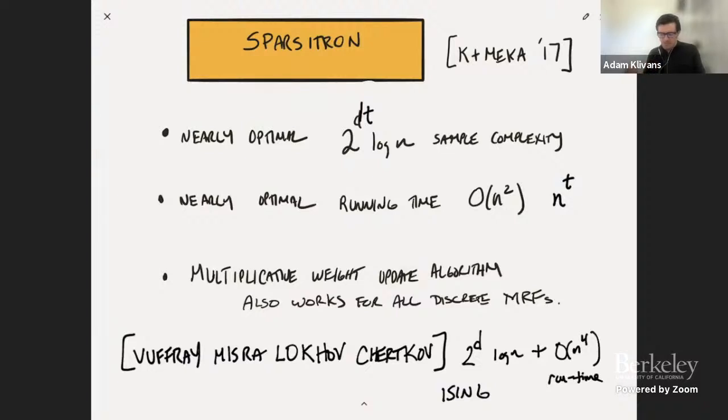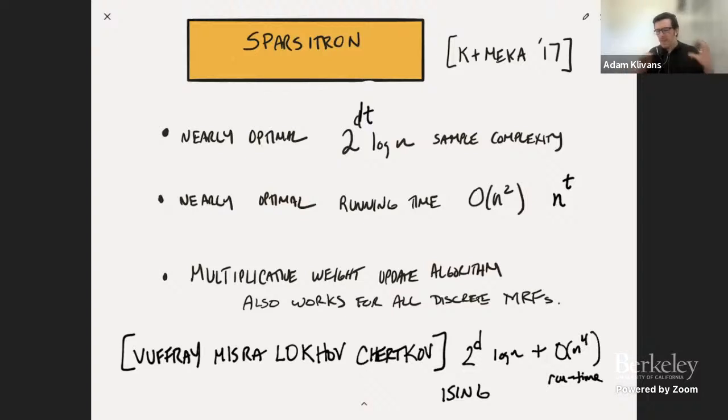Now, unbeknownst to us, while we were doing this, there was a result that had appeared just a year earlier by Vuffray, Misra, Lokhov, and Chertkov, again just for learning Ising models. And it did get the correct 2 to the d times log n sample complexity bound. But the running time was order n to the 4th. And the reason for that is, as Sam suggested, they came up with a non-standard convex optimization procedure and used general purpose tools for convex programming to find a solution. And so they ended up with a suboptimal running time.